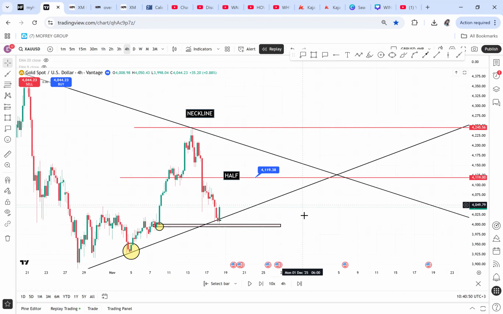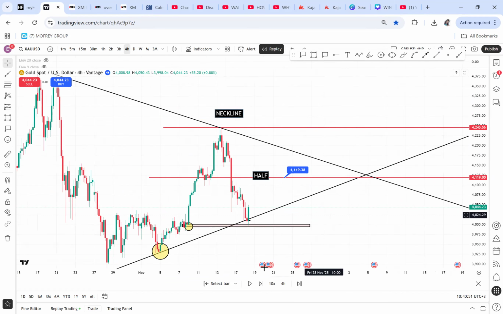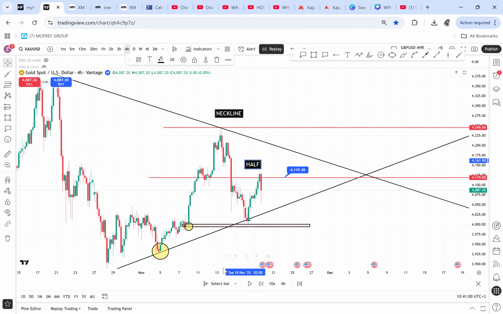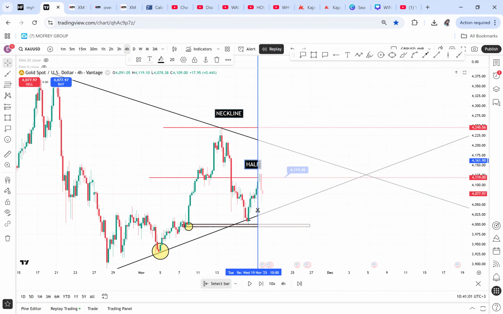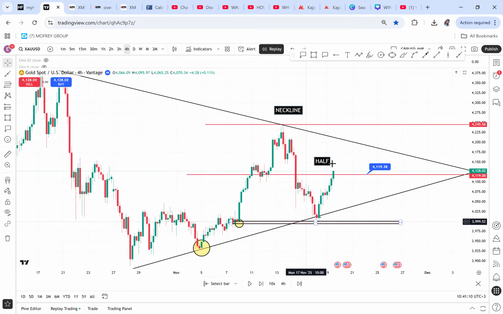So let's see what really happened. Did the market continue to buy? Did it retest? You can see the market continued to buy up to our half. Once our half was broken, so that trendline strategy, combining it with a double bottom, is very, very profitable. Remember, I'm not teaching you double bottom, I'm teaching you trendline.